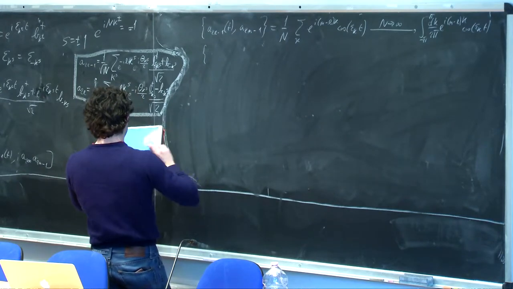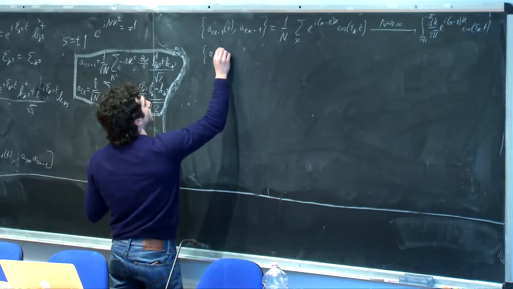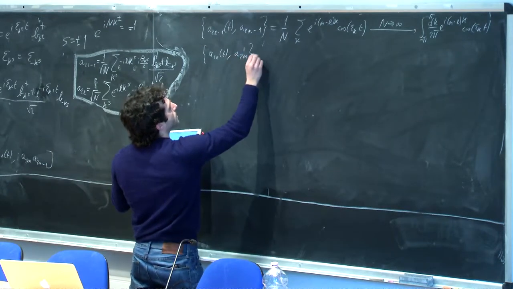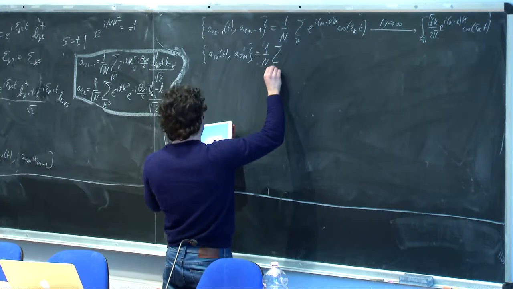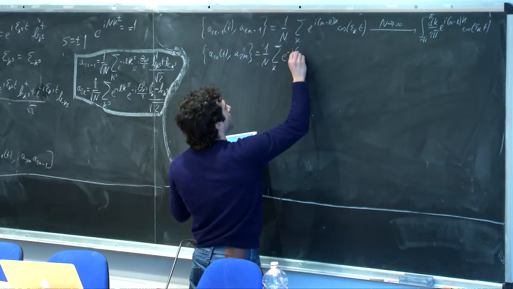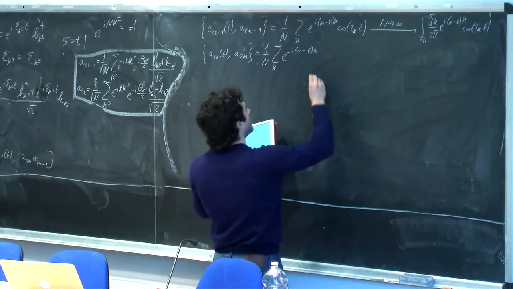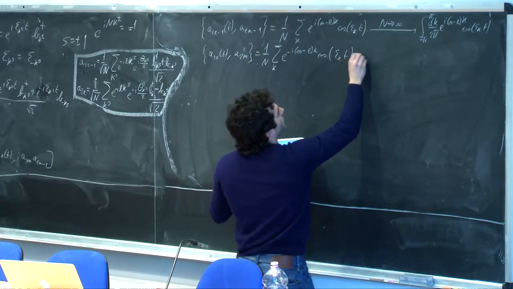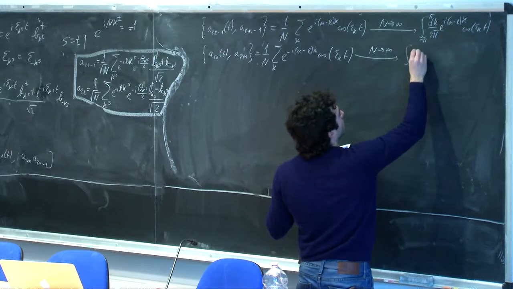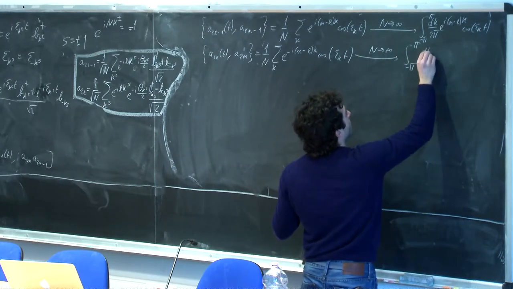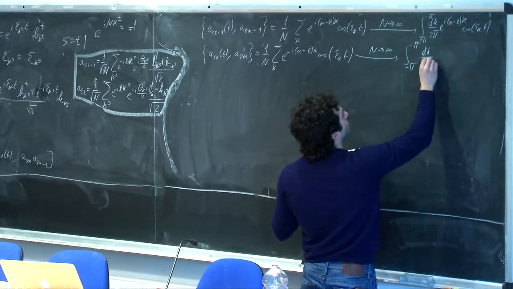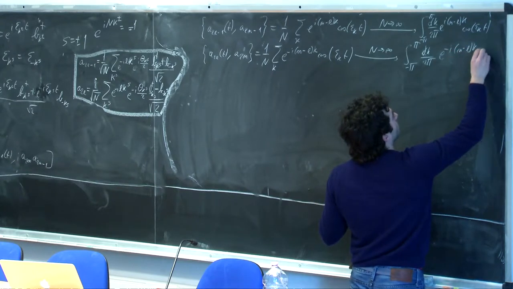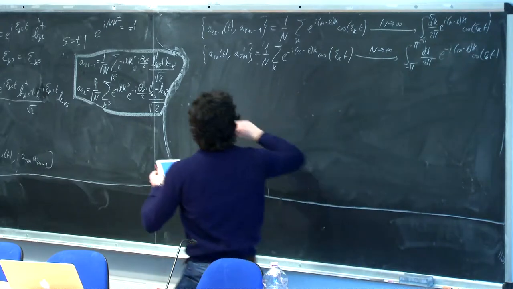Then the other anti-commutator is between A_{2l}(t) and A_{2n}. This is equal to 1 over N, sum over k of e^{-i(n-l)k} cosine of epsilon_k t. This is exactly equal to the other one. And as N goes to infinity, it becomes the integral of dk over 2 pi from minus pi to pi of e^{-i(n-l)k} cosine of epsilon_k t. As a matter of fact, these two integrals are identical anyway.